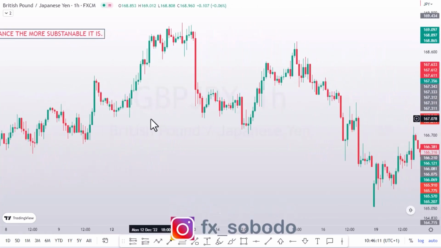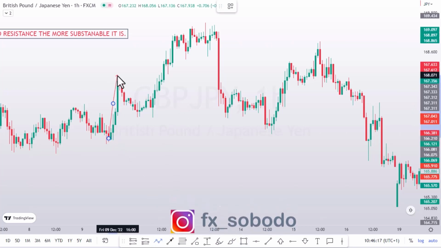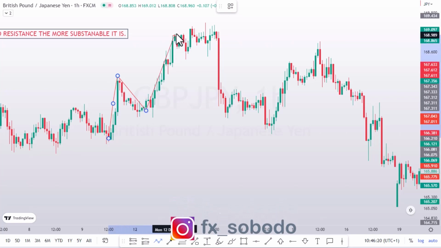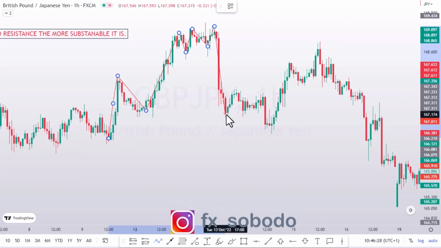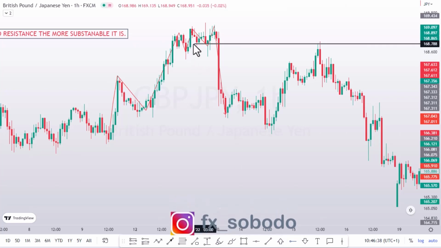Okay. Here's another example. Price, you see, price moving in this manner until it finally broke to the downside. So you see here, there was what? Break of what? Structure. So now how can we draw our support at this level?